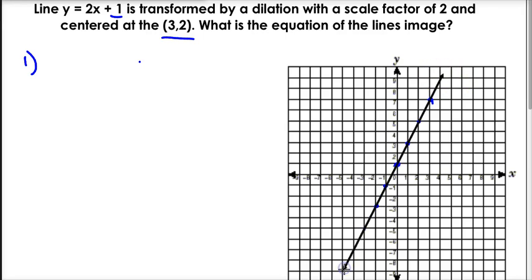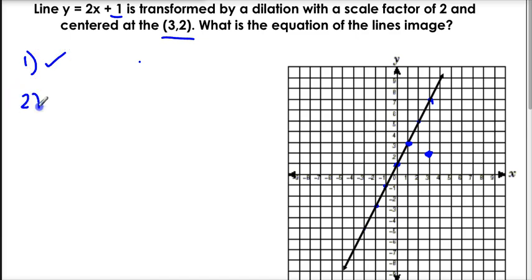Step 2, we're going to dilate this line, starting at the center of dilation, which is (3, 2). You pick any point on this line. I'm going to pick this point right here, and we're going to dilate from this point. So the center of dilation is (3, 2). Here's the point on the line. Let's dilate it.